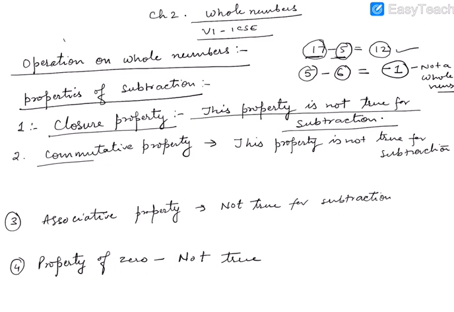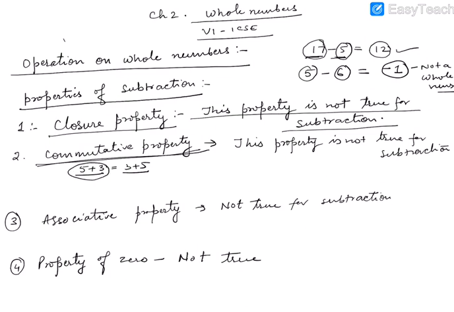The second is the commutative property. What does it say? I had already explained it for addition. When we add two whole numbers in any sequence, the answer remains the same. That is known as the commutative property for addition, and it was properly followed in addition. Suppose I'm writing 5 plus 3 is equal to 3 plus 5. You can see that 5 plus 3 is 8 and 3 plus 5 is also 8.